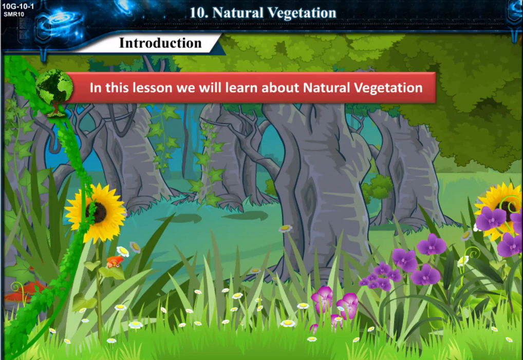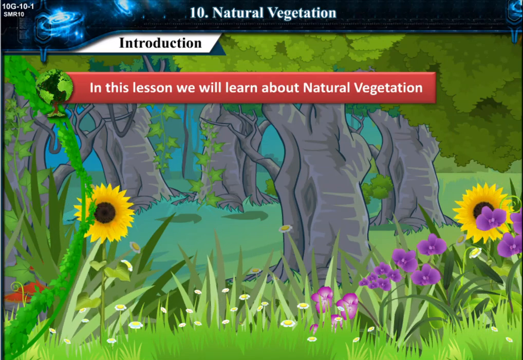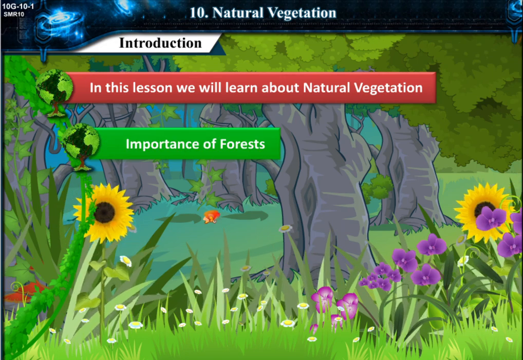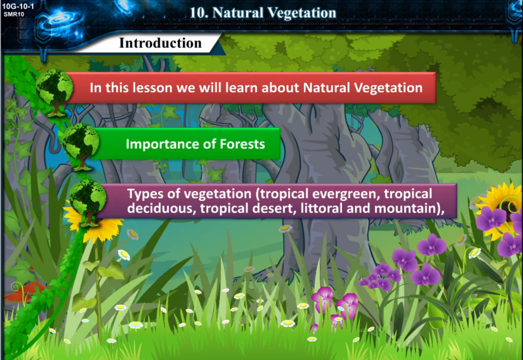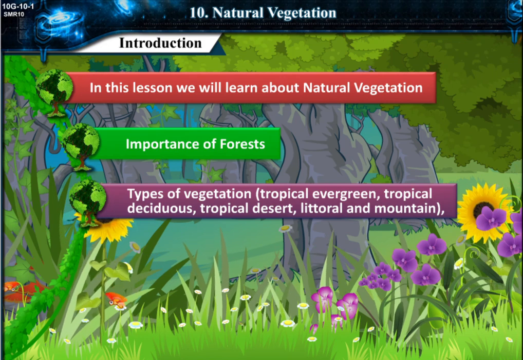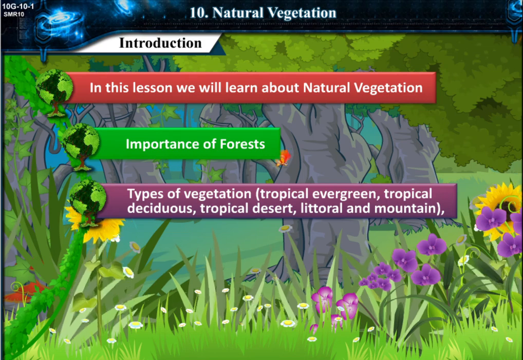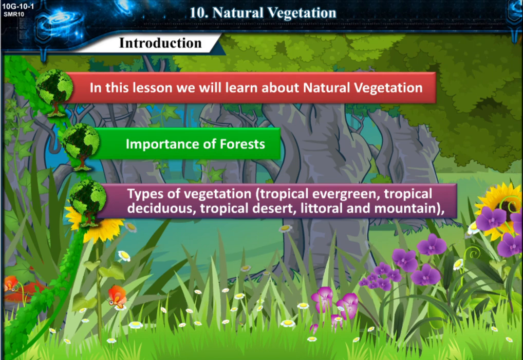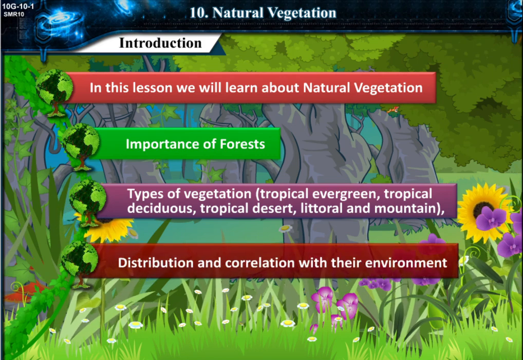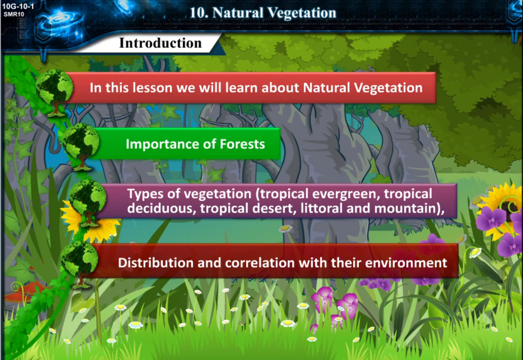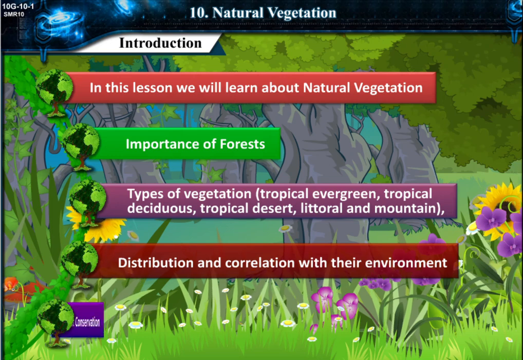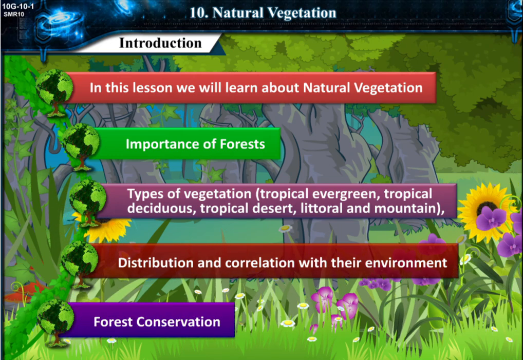Introduction. In this lesson, we will learn about natural vegetation, importance of forests, types of vegetation, tropical evergreen, tropical deciduous, tropical desert, littoral, and mountain, distribution and correlation with their environment. Forest conservation.